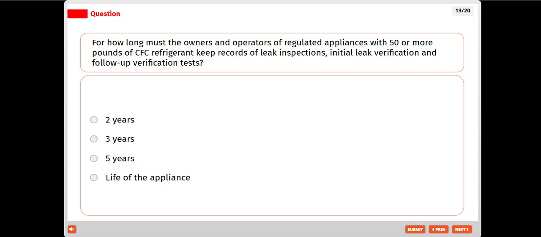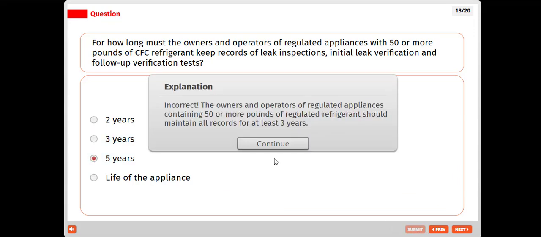For how long must the owners and operators of regulated appliances with 50 or more pounds of CFC refrigerant keep records of leak inspection, initial leak verification, and follow-up verification tests? For how long must owner and operator keep the record? Life of the appliance? No? 5 years? Okay, this first, 3 years.